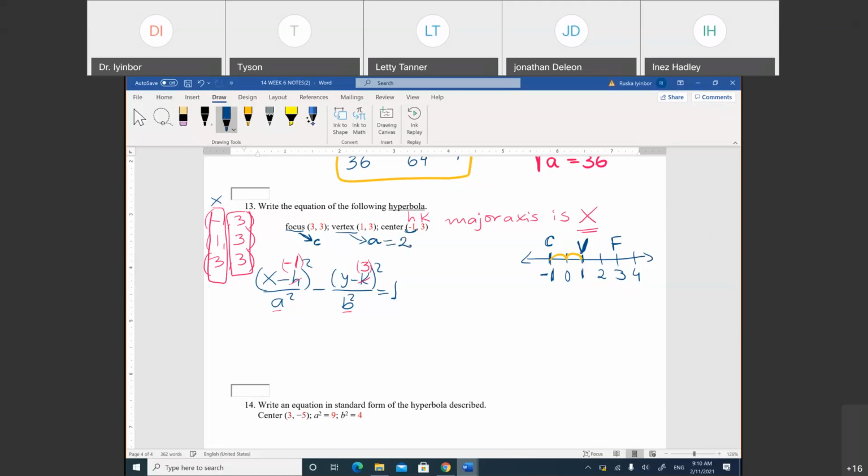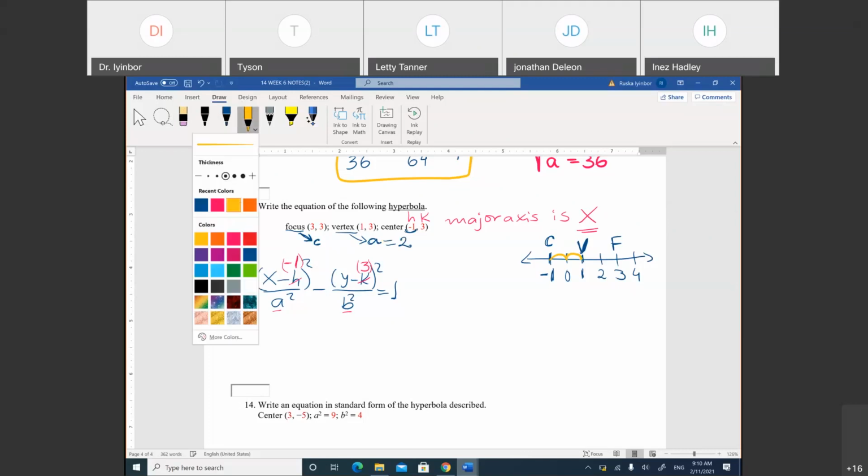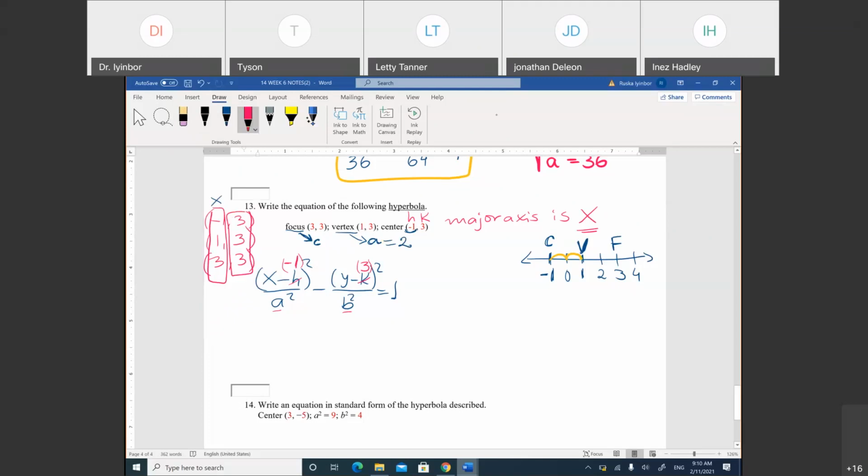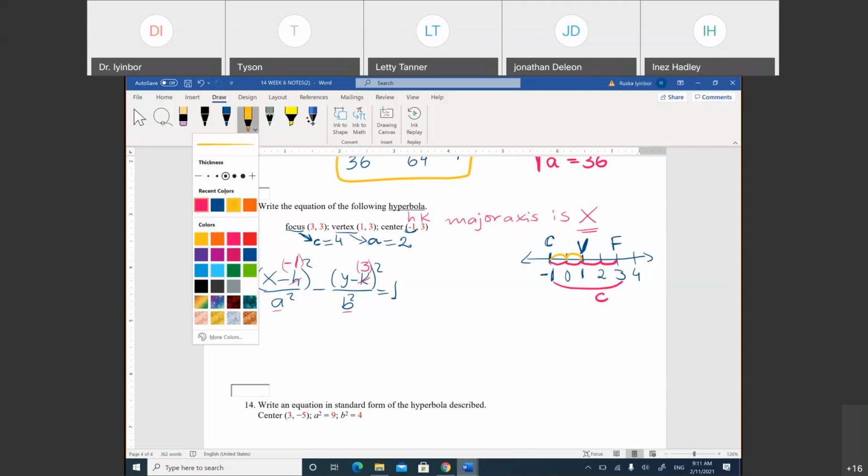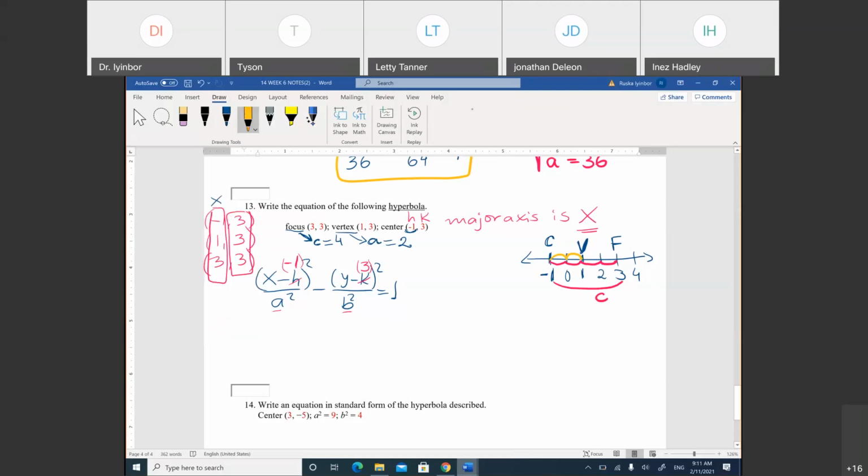Then from the focus to the center is gonna be C. So let's count. From the center to the focus, so you count how many steps? 1, 2, 3, 4. So that means C is gonna be 4. Everybody see that? So center to focus is C, and center to vertex is A. So you count the steps, okay?